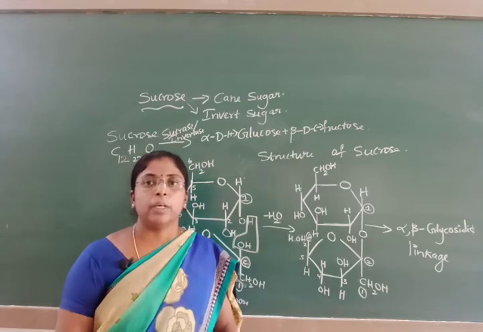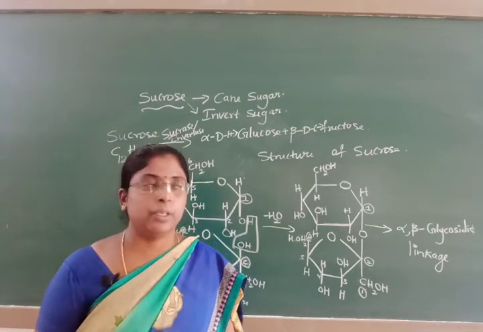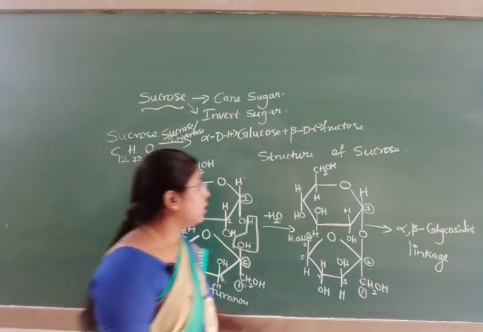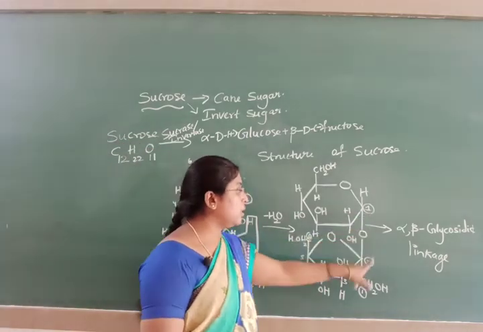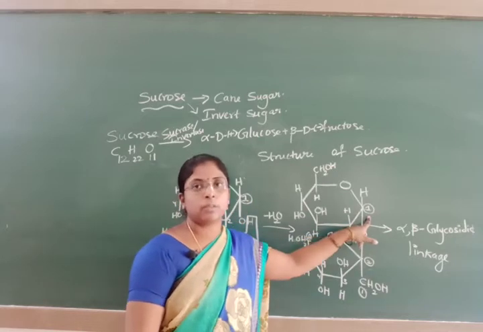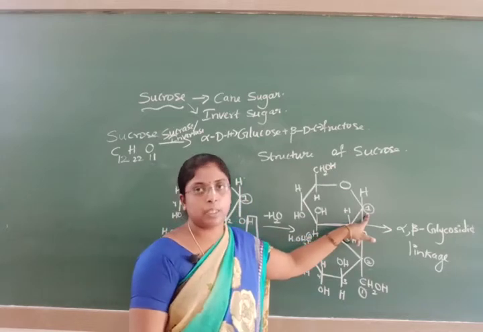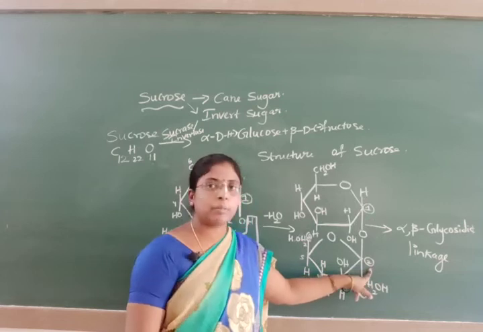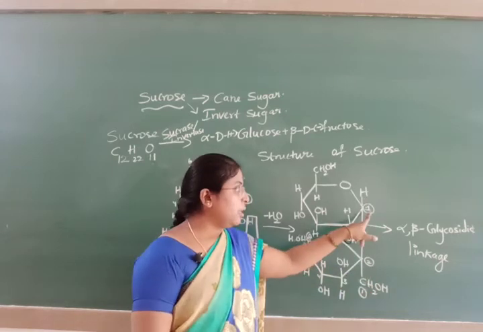In the exam, you get this for 2 marks. If you observe here, the first carbon is linked with the second carbon. If you see the open chain structure of glucose, at the first carbon there was a CHO, and at the second carbon there was a ketonic group.